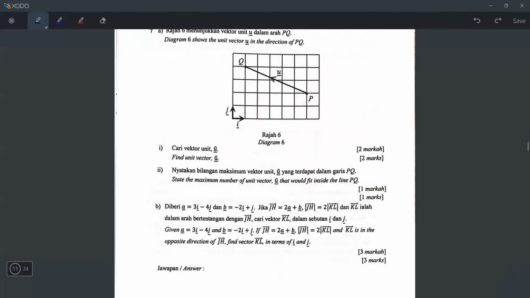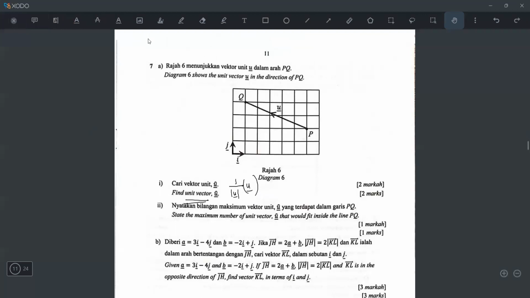Number 7. Okay, let's go to number 7. Diagram 6 shows a unit vector u in the direction of P to Q. So the arrow is pointing towards Q, and then they show us one box to the right is i, one box upwards is j, and they say find the unit vector. So what's the formula for unit vector? 1 over magnitude times the vector, right? That's how you do it. If you don't know this, you have to memorize. Unit vector formula is 1 over magnitude times vector.